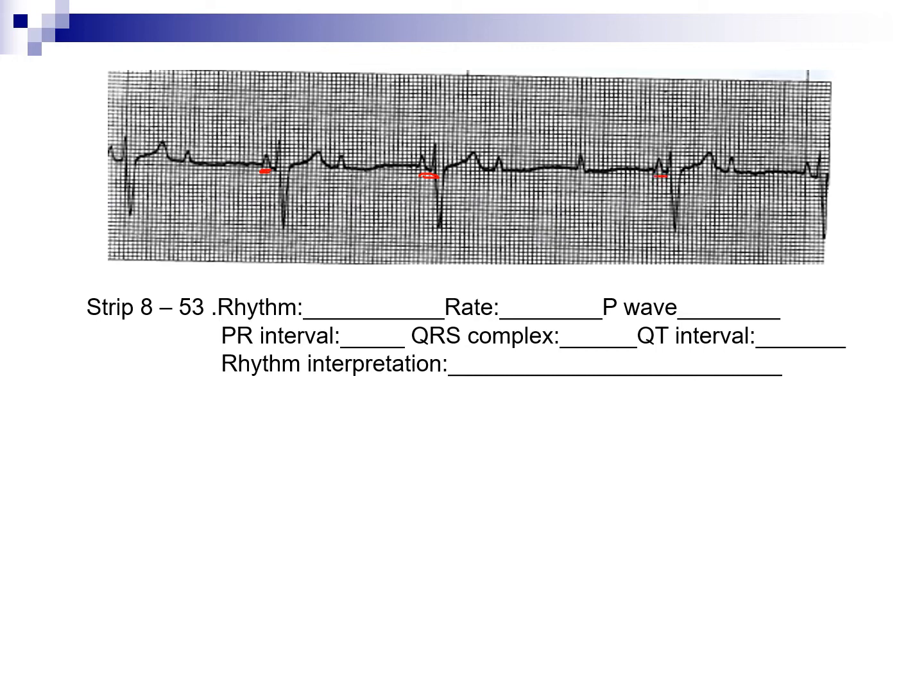Our QRS is a little wide, it's 0.12, it's 3 boxes. Your QT is 0.48. And for an interpretation of this rhythm, there are more P's than QRS's, so therefore we are in a higher grade block.